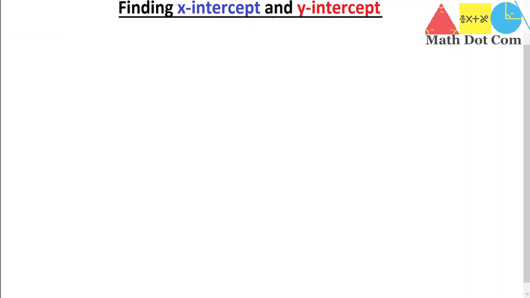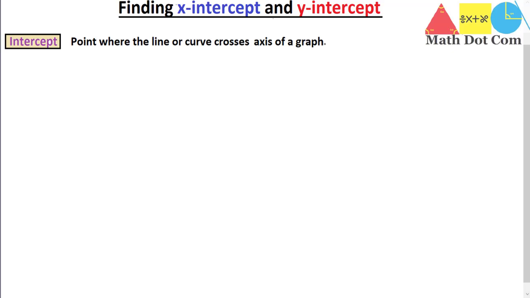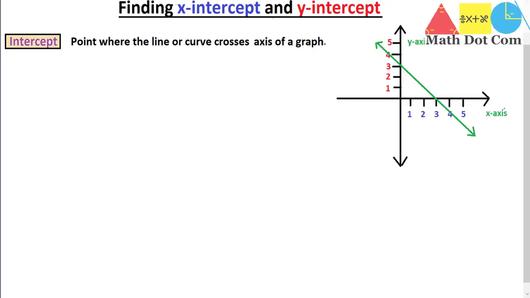What is intercept? Intercept is basically a point where the line or curve crosses the axis of a graph. Now what does it mean? Let's understand it graphically. Keep this in mind that intercept is the point where the line or curve, it could be a line or it could be a curve, crosses the axis of a graph. It could be the x-axis or it could be the y-axis.